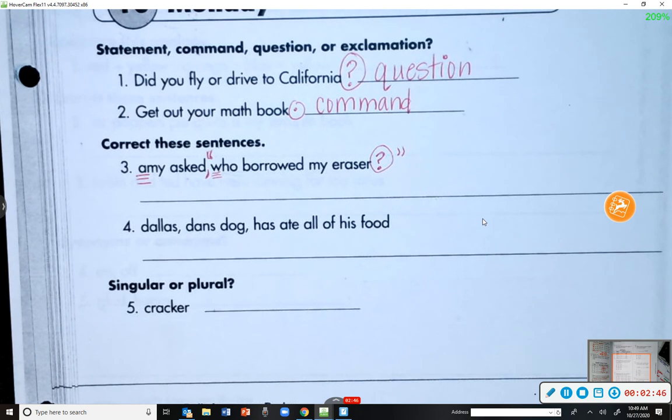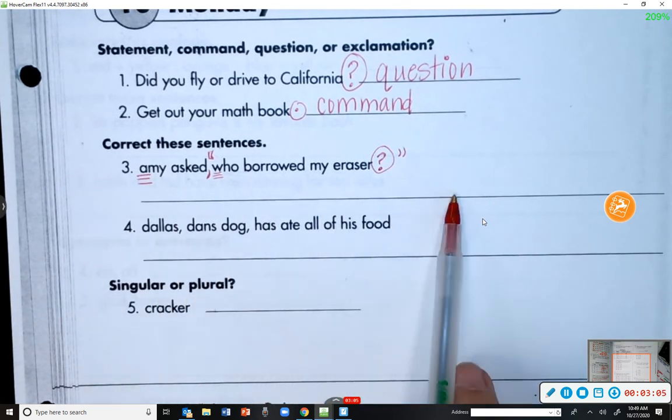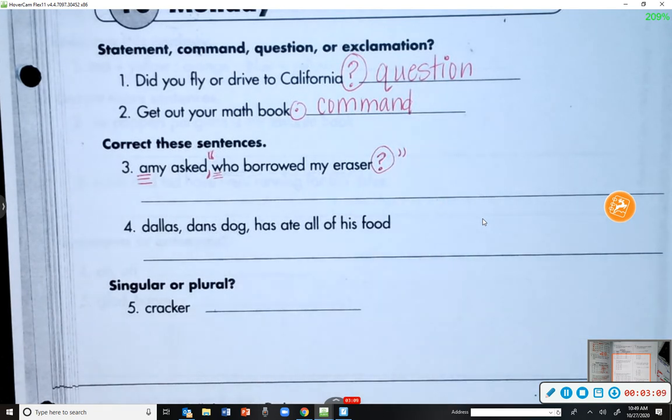So what we would do in class on these, we are going to start doing it to where we do the editing marks together until we get the hang of it, because this is just practice for us. And then you guys on your own would go back and write the sentence how it should look. Okay? So Amy asked who borrowed my eraser. Does that look good? Sound good to everybody? Yes.